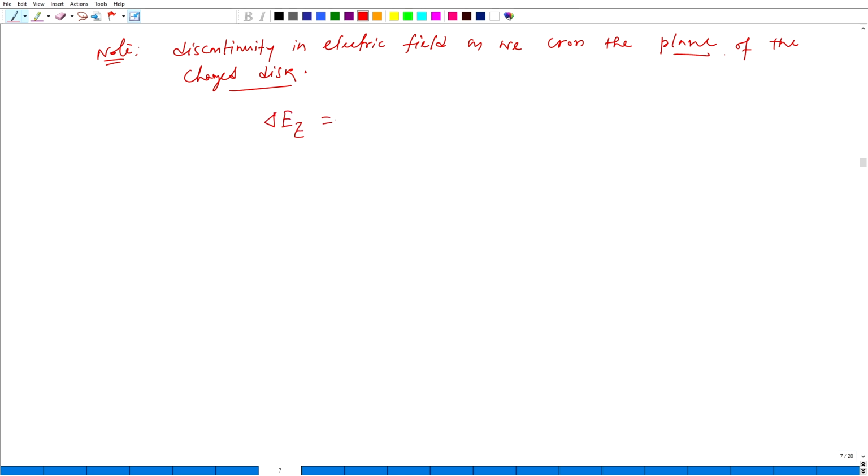So, this is the amount of discontinuity, Ez plus, that means above the plane, and Ez minus, that is below the plane. This is sigma over 2 epsilon naught minus minus sigma over 2 epsilon naught. So, the total is sigma over epsilon naught. That is the amount of discontinuity.